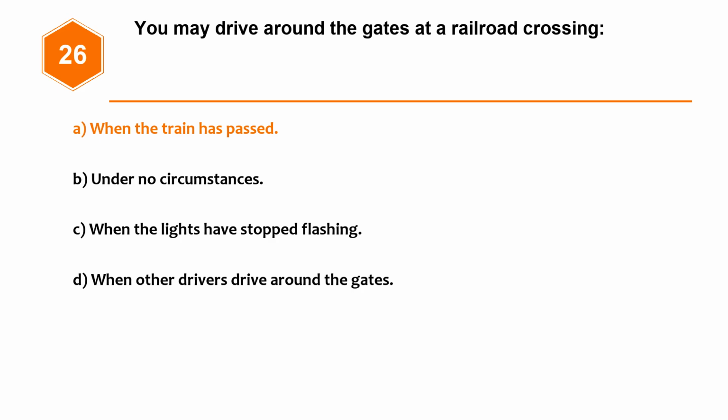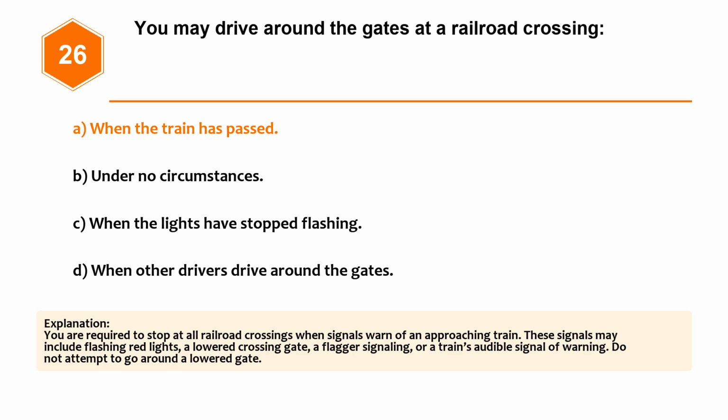The correct answer is option A, when the train has passed. Explanation. You are required to stop at all railroad crossings when signals warn of an approaching train. These signals may include flashing red lights, a lowered crossing gate, a flagger signaling, or a train's audible signal of warning. Do not attempt to go around a lowered gate.